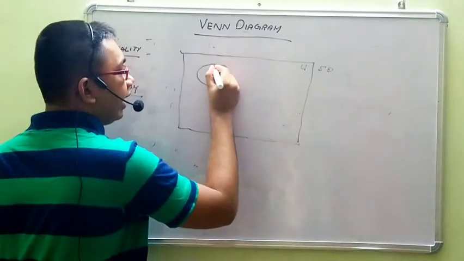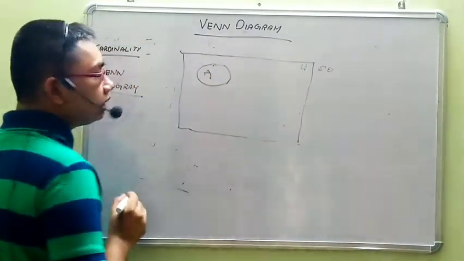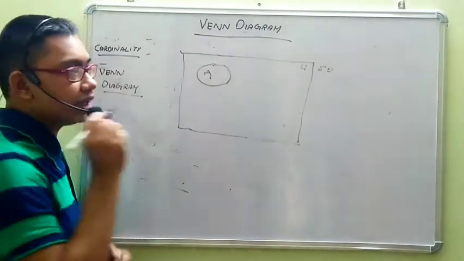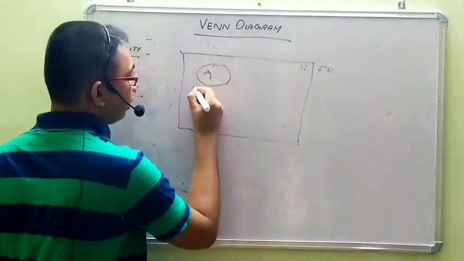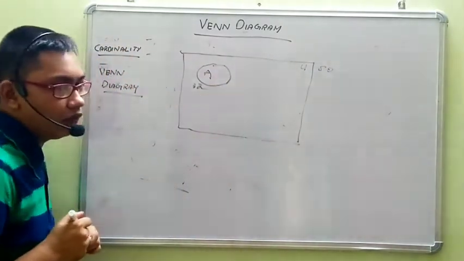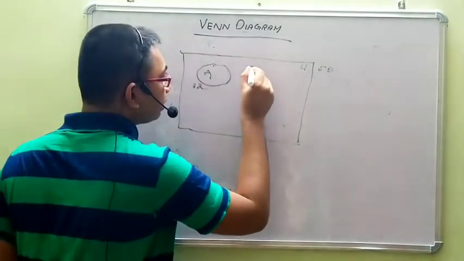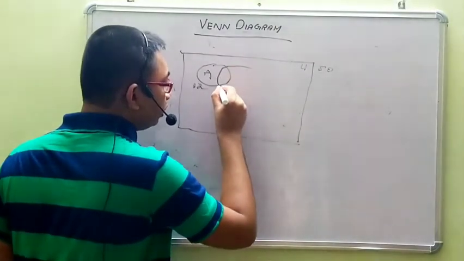This is the set A, and let us say the number of elements in A is 12. Number of elements in the set A is 12. Let us say the number of elements in the set B. This is how we represent.